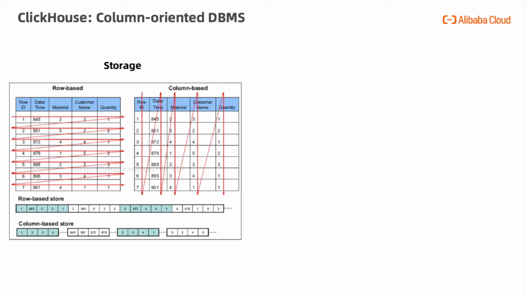But in column-based storage, each column is stored in an individual chunk. So in the column-based store, we can see that the first chunk is all about the row ID, and the second chunk is all about the date times. Now you can understand the storage, so let's see what the difference is between the queries.